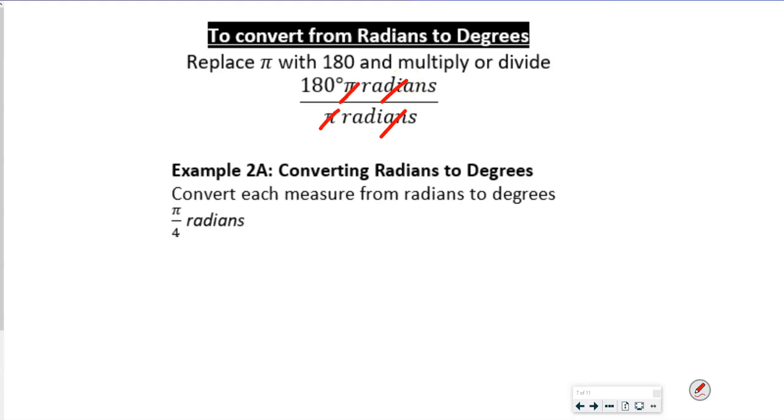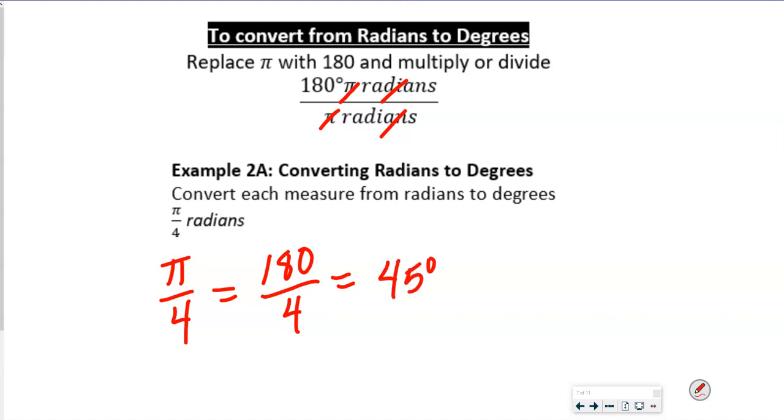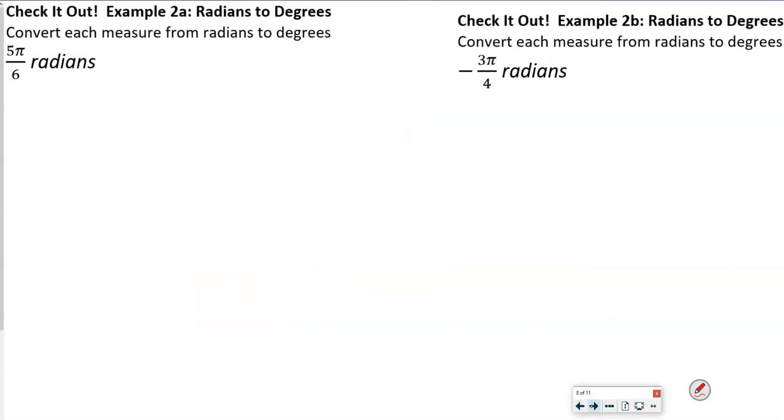So what we're going to do is every time we have a pi over 4, we're going to replace it with a 180. So this is going to be 180 divided by 4. And when you divide 180 by 4, you get 45 degrees, right? This one to me is easier than going the other way because you don't have to worry about that fraction, okay?